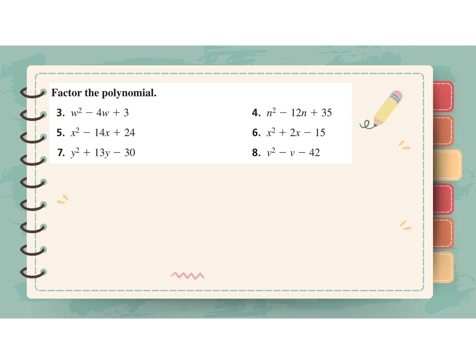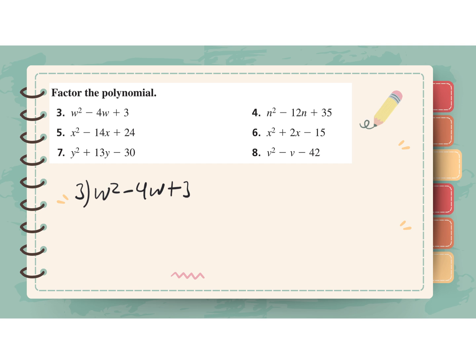All right, so there are 6 examples on this page. These same exact 6 problems are on the next page. I'm going to split it up because we might run out of room. So let's start with number 3. Number 3 says w squared minus 4w plus 3.